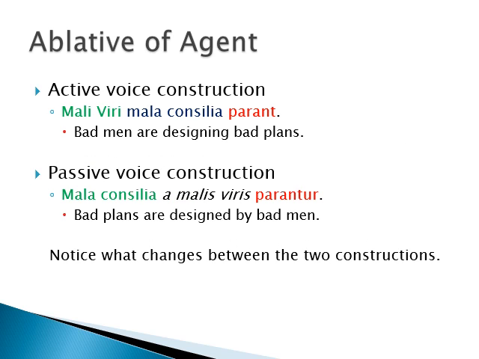One more. Bad men, mali viri, are designing, parant, bad plans, mala consilia. Again, make it passive, switch the mala consilia into the subject. Still going to be mala consilia. Bad plans. Change the verb to a passive voice verb. You can tell by the tur. Are designed. And then you have to put the ablative of agent: a malis viris. By bad men. So you're kind of switching things around, and that's what makes active and passive work.